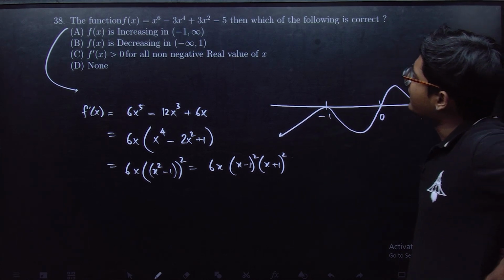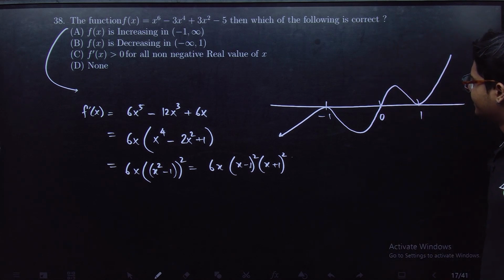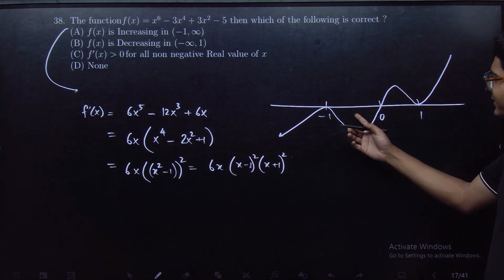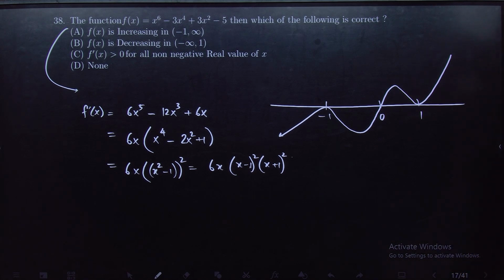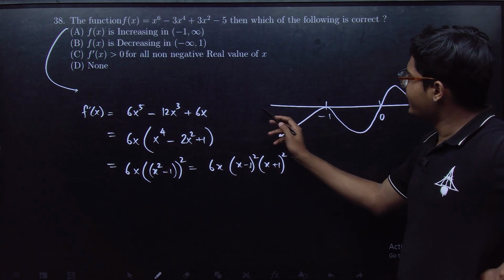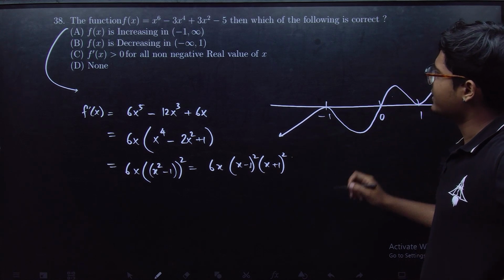So f(x) is decreasing on minus 1 to infinity. Is that true? No, right? Because in between it is negative, f' is negative. So option A is incorrect. Option B, f(x) is decreasing in minus infinity to 1. Minus infinity to 1, that's wrong, right? Because there's a positive interval.